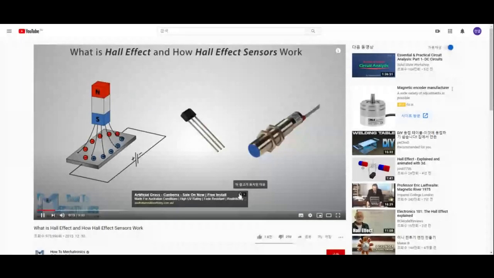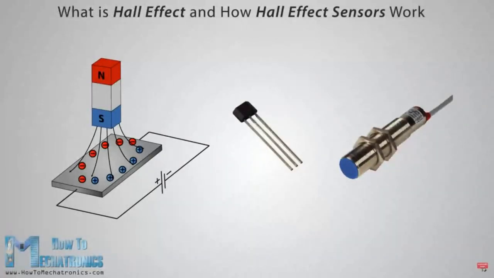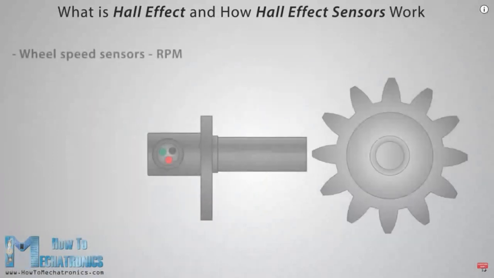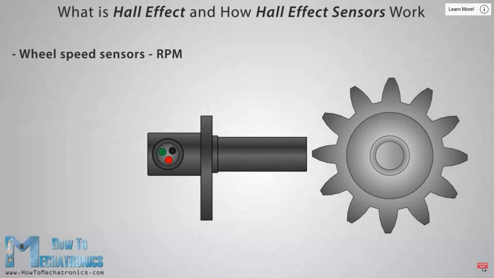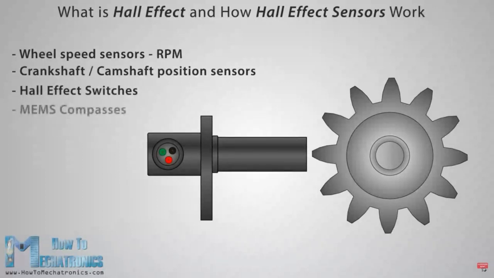Hall effect and how Hall effect sensors work. The Hall effect is the most common method of measuring magnetic field, and the Hall effect sensors are very popular and have many contemporary applications. For example, they can be found in vehicles as wheel speed sensors, as well as crankshaft or camshaft position sensors. Also, they are often used as switches, MEMS compasses, proximity sensors, and so on.